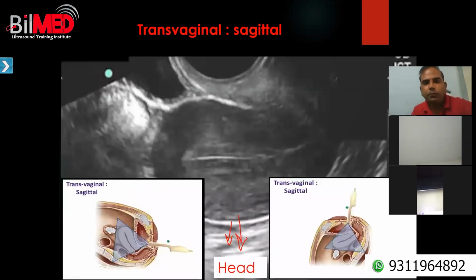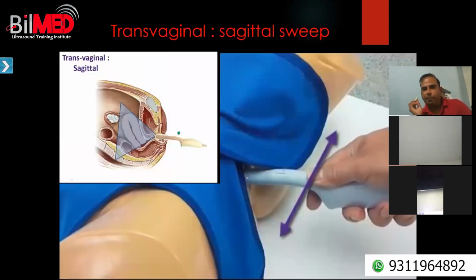Now the point here is that whenever you are inserting, you have to keep in mind that your probe is getting inserted from the side. It is not that you have put the probe onto the abdomen. Thereby, your screen orientation has to be rotated by 90 degrees, then only it will work. That is point number one.